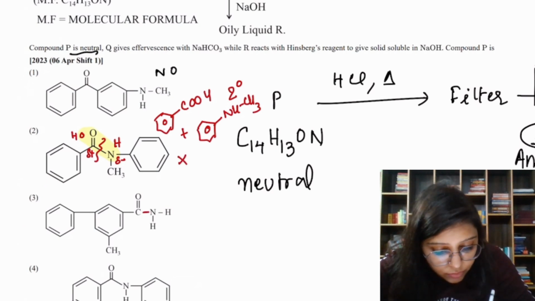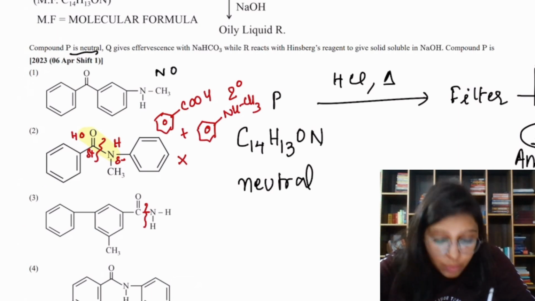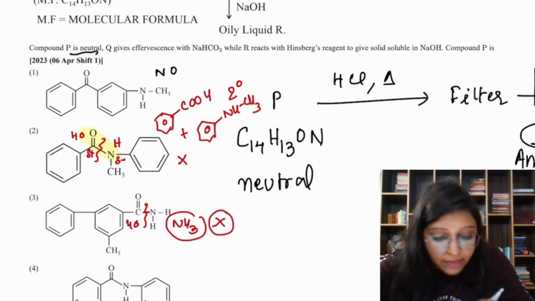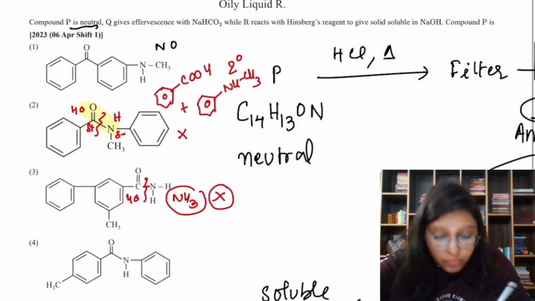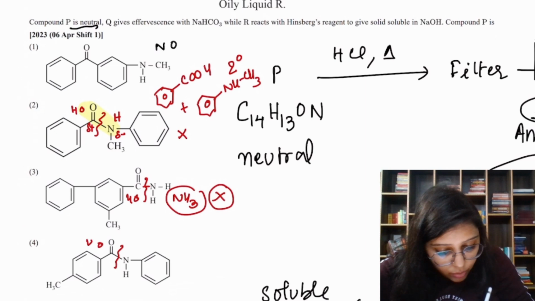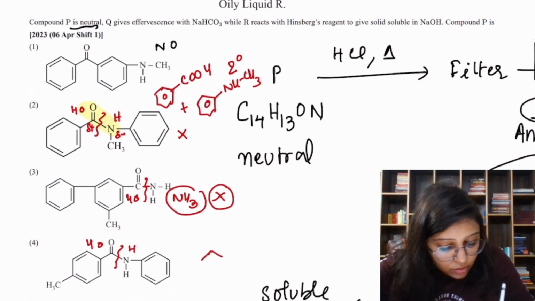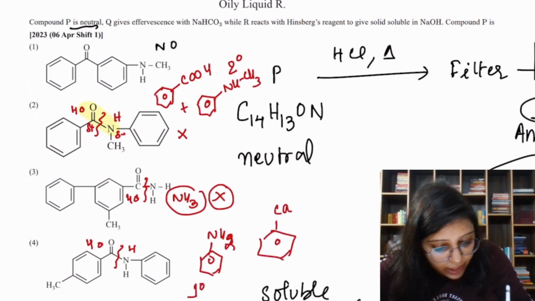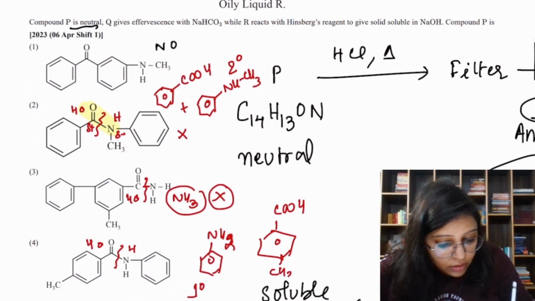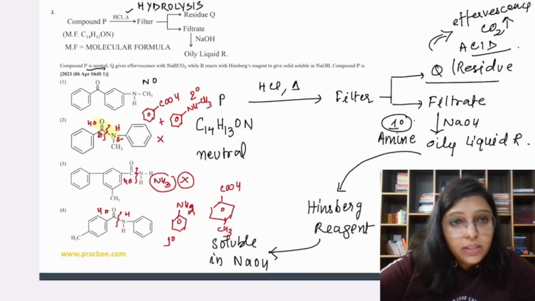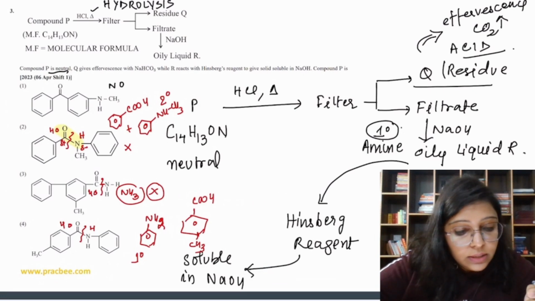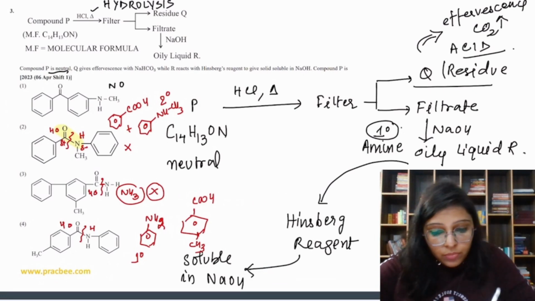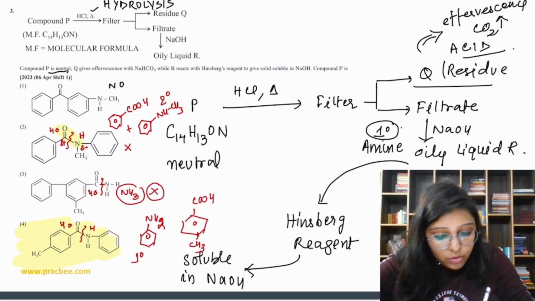Okay, similarly, let's look at this one. So here we get carboxylic acid OH, but here we get ammonia. So we cannot have this. Let's look at option number 4. So on hydrolysis, we get OH over here and H over here. So we get aniline. So aniline is what? 1 degree, and we also get carboxylic acid, which gives brisk effervescence on reaction with NaHCO3. It means our answer is going to be option number 4.